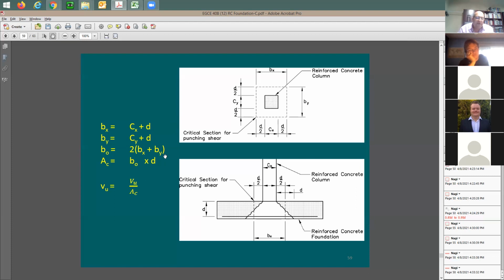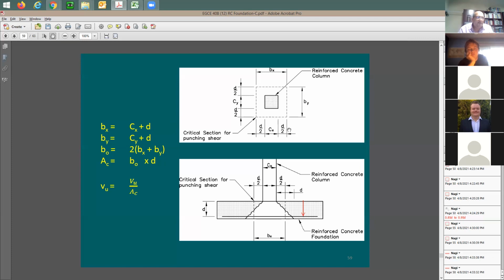The sheared area during this punching shear process is going to be equal to b sub 0, the perimeter, multiplied by the depth. Depth is going to be from here to there, right? It's going to be the depth, like in here. I said, okay, yeah, it makes sense. This is going to be the sheared area: the perimeter multiplied by the depth. It's going to be the surface area, right?